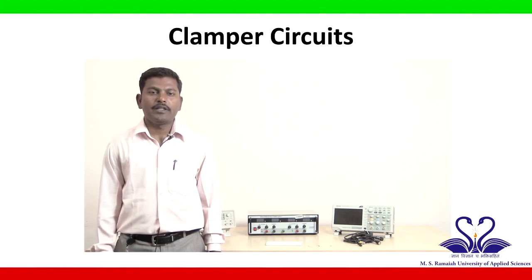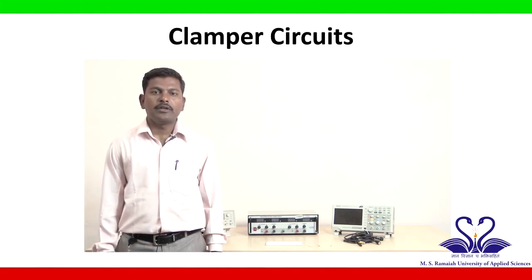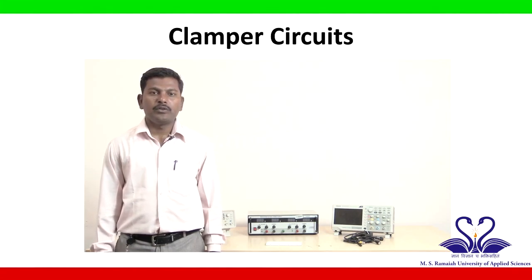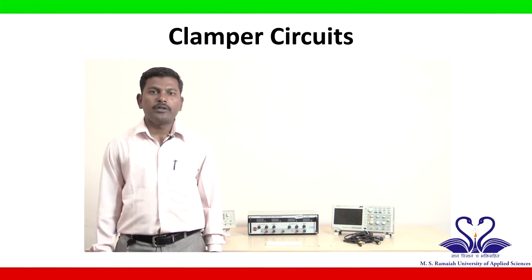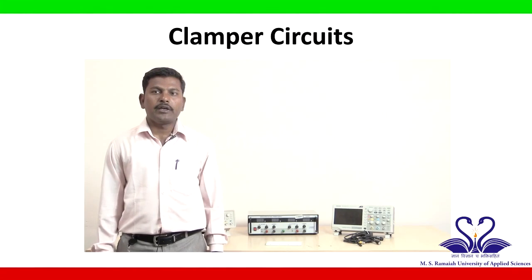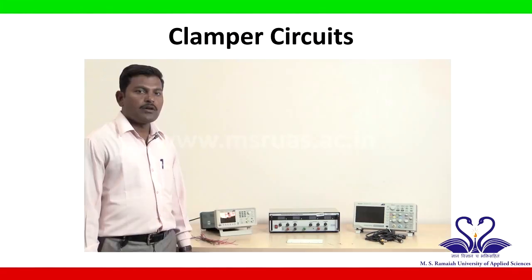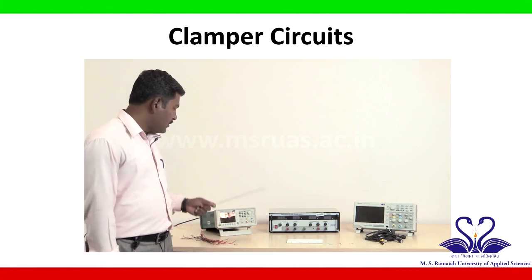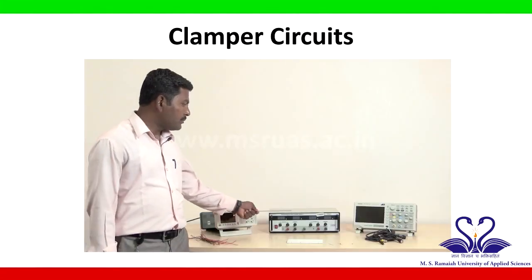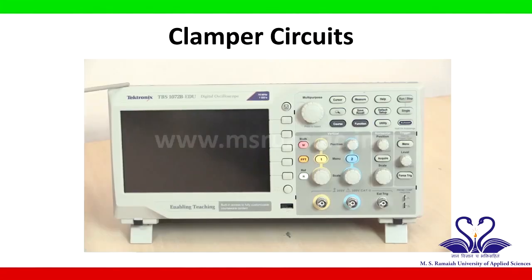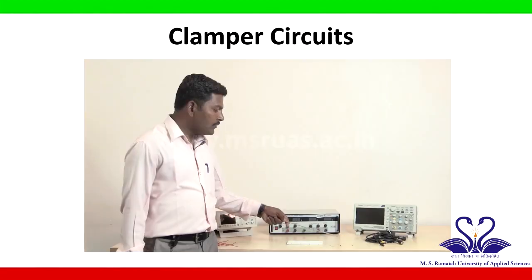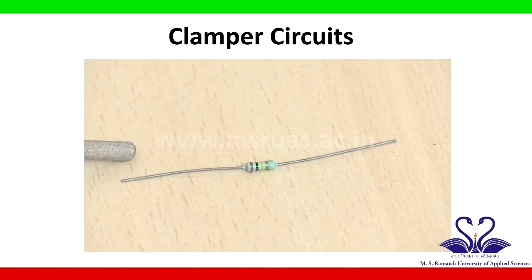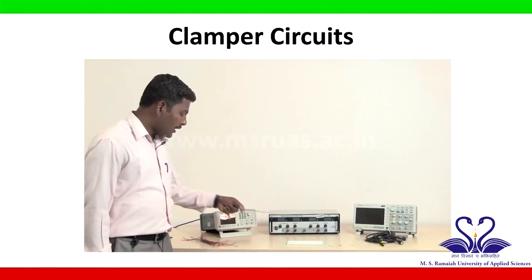Hello students, name of the experiment is clamping circuits and aim of the experiment is to observe the output waveform of a positive clamper circuit and negative clamper circuit and to observe the positive clamping level and negative clamping level. Components used for the experiments are function generator, dual DC power supply, digital oscilloscope, probes, capacitor having a value 0.1 microfarad, diode, resistor having a value 200 kilo ohm, breadboard and connecting wires.